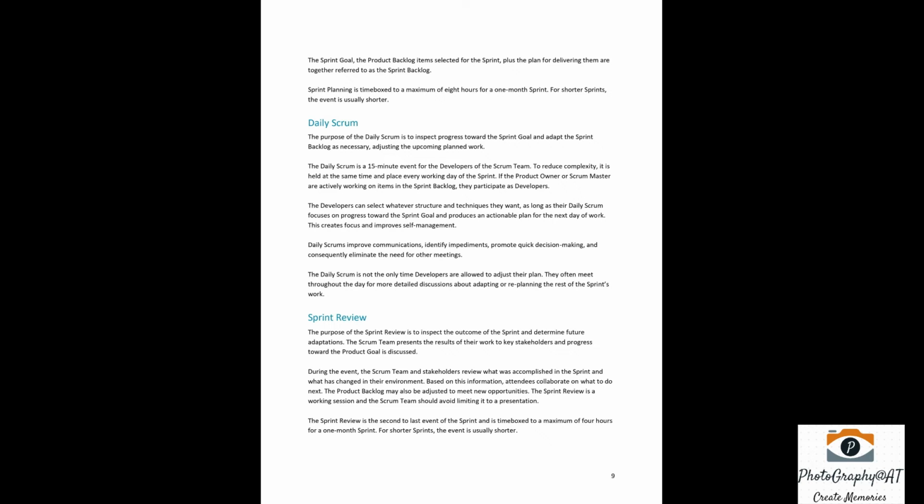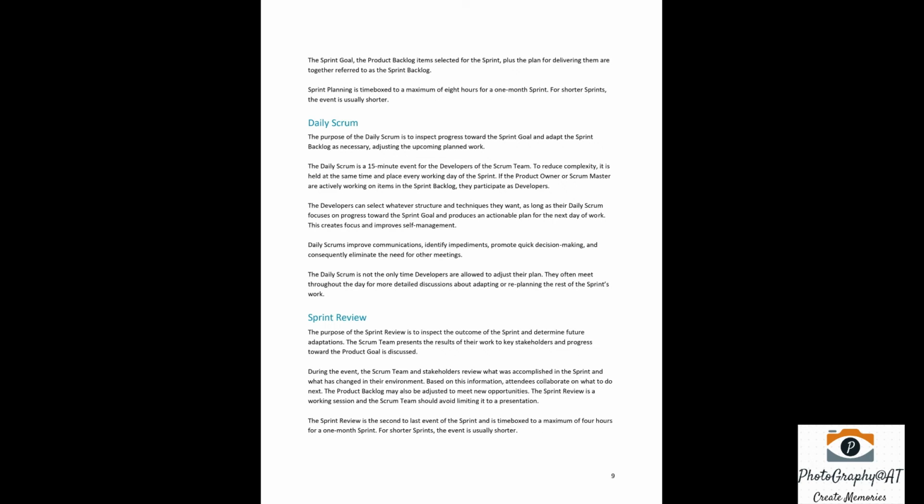Sprint review. The purpose of the sprint review is to inspect the outcome of the sprint and determine future adaptations. The Scrum team presents the results of their work to key stakeholders and progress toward the product goal is discussed. During the event, the Scrum team and stakeholders review what was accomplished in the sprint and what has changed in their environment. Based on this information, attendees collaborate on what to do next.